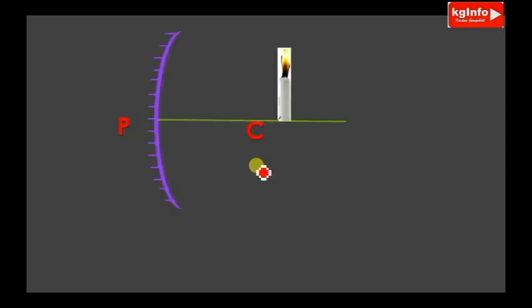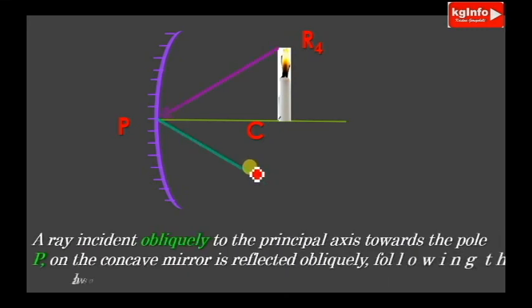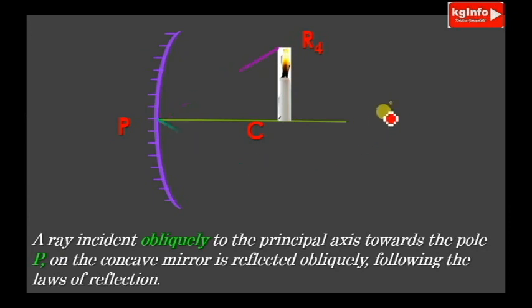What is R4? For R4 we consider the candle, and there is a possible incidence at P. Suppose the light ray is incident at P, it will be reflected with the same angle in the other direction. A ray incident obliquely to the principal axis towards the pole P on the concave mirror is reflected obliquely, following the laws of reflection. Okay, these are the R1, R2, R3 and R4 ray diagrams. These are very useful to find the size, location and type of image. Okay, thank you.